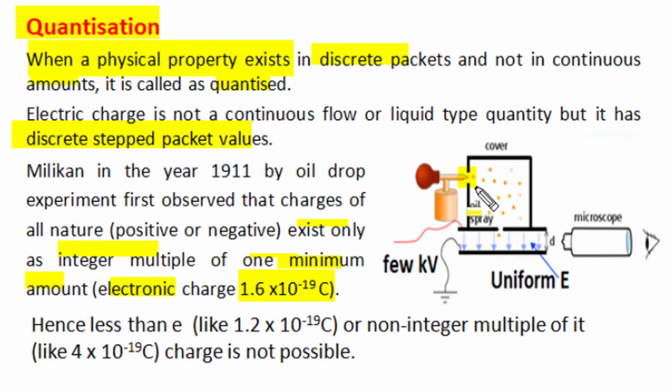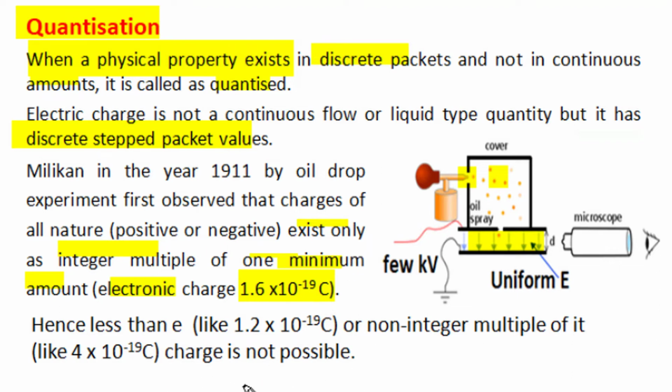Millikan used a nozzle and made a spray of oil, and by friction the oil drops get charged, and when the charged oil drops are passed through a uniform electric field and the motion is studied and analyzed, it is found that all charges which exist there are only integer multiples of one minimum charge amount, that is 1.6 into 10 to the power minus 19 coulomb.